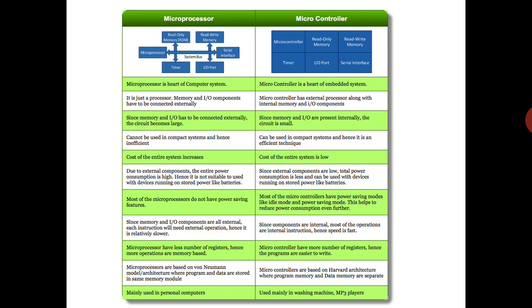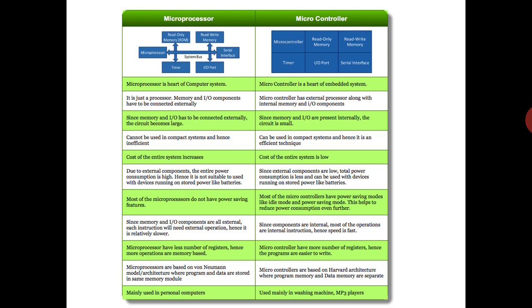Microprocessor has external circuits which are connected, namely ROM, read write memory, serial interface, timer, input output ports. These are the external circuits. Microcontroller, in addition, has read only memory, means ROM, read write memory, timer, input output ports, and last is serial interface. Serial interface is used for serial communication.